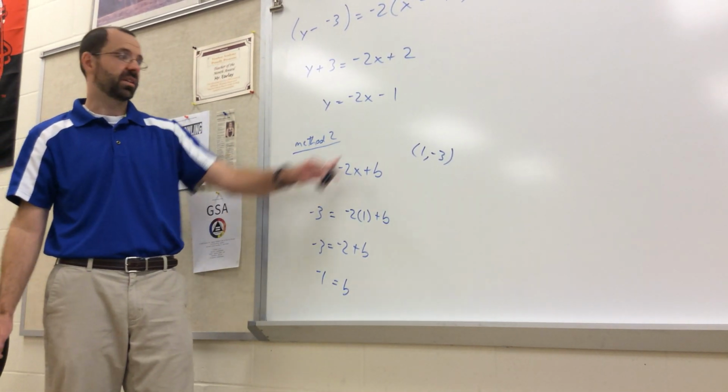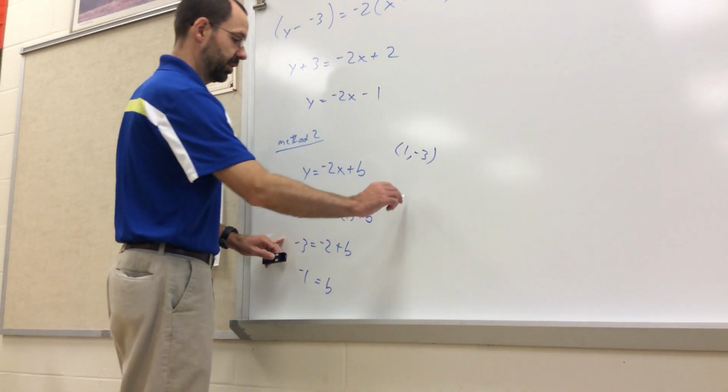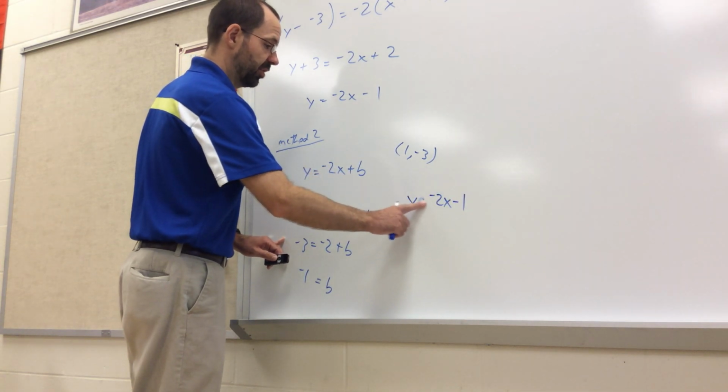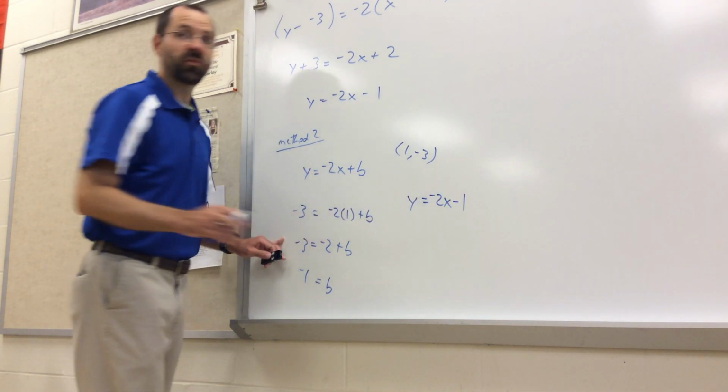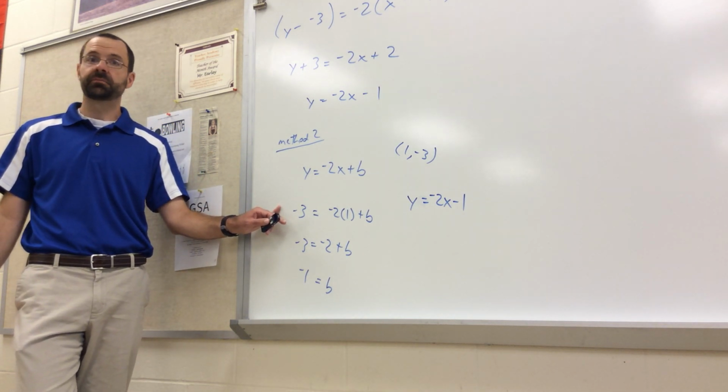We already knew that, right, because of this. That's just the other way to do it. Doesn't matter which way you do it. Point slope form, slope intercept form. Either way, you're getting an equation of the line.